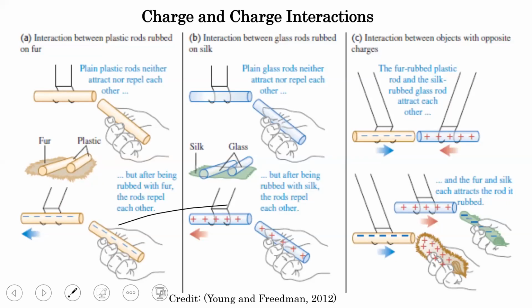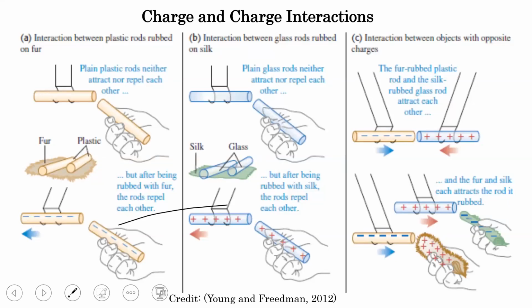Let's talk about another case here. In this case, we have two glass rods. The two glass rods were brought close to each other. It makes no difference. It makes nothing special. It's just like having two glass cups and putting them in a tray. There is nothing special about that.